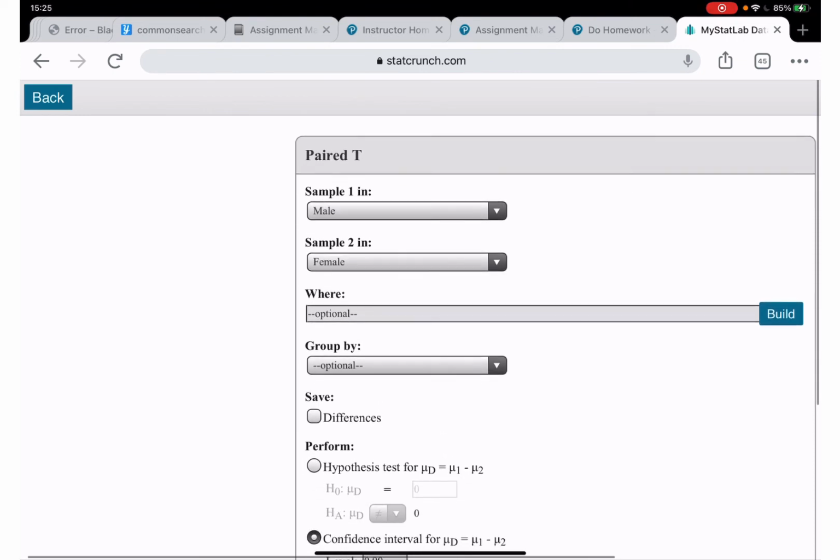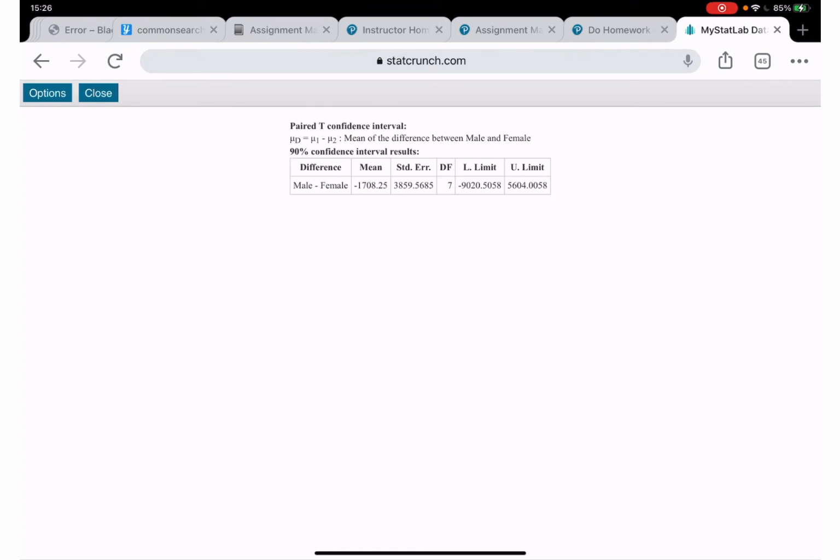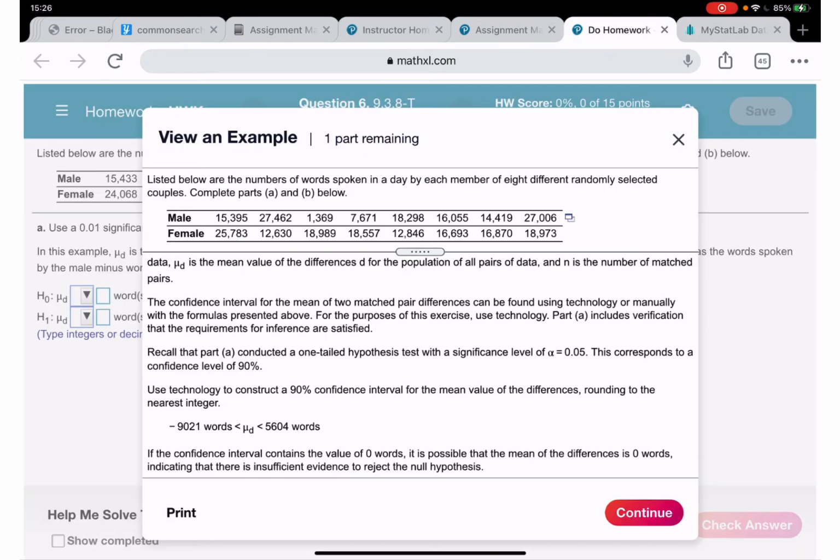And we use our confidence interval. So where is my compute button? Here it is. And I got negative 9020 and 5604. There we go. We have it. All right, so what we can say from here, have we answered all questions or not? Let me see. Okay, since the confidence interval is going through 0, again, then we fail to reject our null hypothesis.